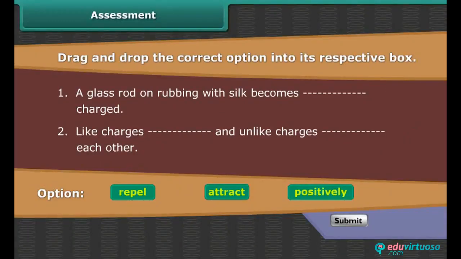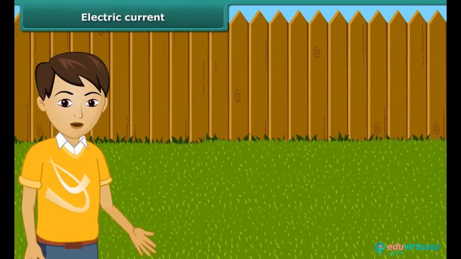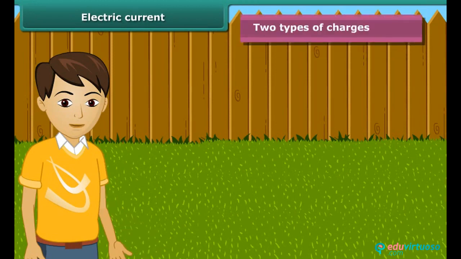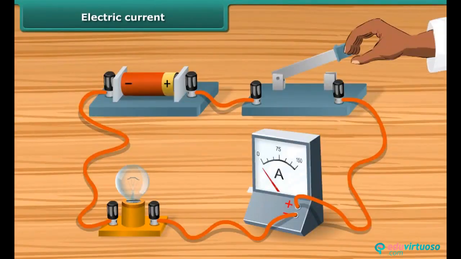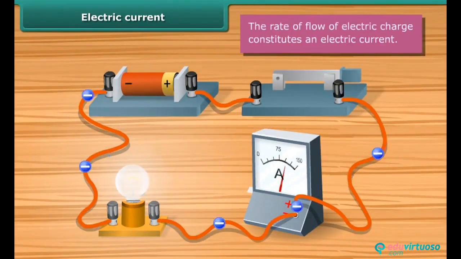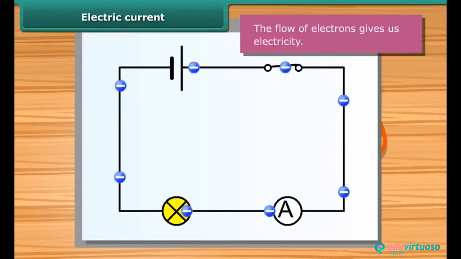Fill in the blanks. We have just studied about electric charges and the forces they exert on one another. We have learned there are two types of charges, positive and negative. When charges transfer from one body to the other, the bodies are said to be charged. The moving or flowing charges produce an electric current. An electric current consists of a movement of negative charges, that is, electrons. The flow of electrons gives us electricity.